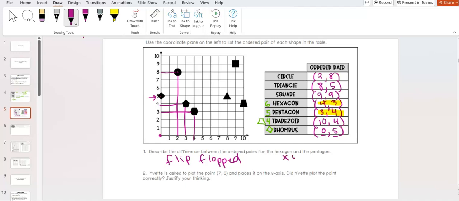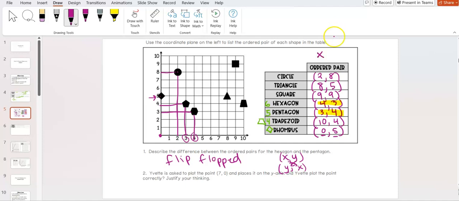Basically, x and y are reversed. So the y came down here, and the x came down here. Even though they use the same numbers, they both have a 4 and a 3, the hexagon has its 4 first because it's 4 on the x, whereas the pentagon has the 3 first because it's 3 on x. Be very careful with numbers like this because order does matter.